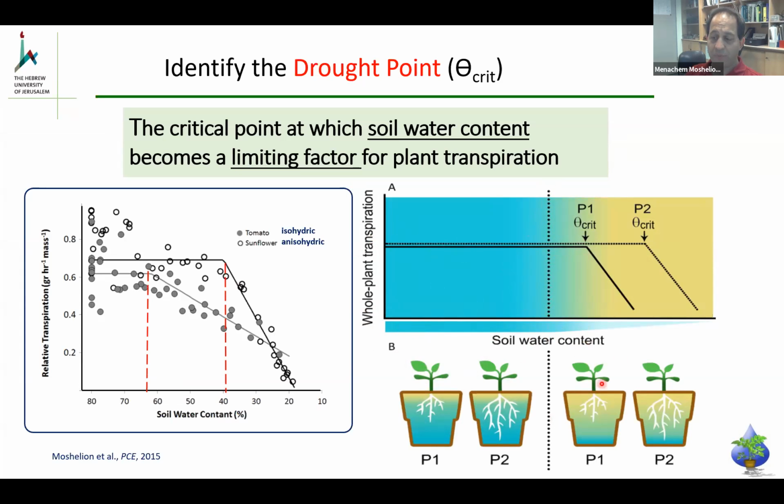So up to a certain point, both plants will transpire the same. But P1, the small root plant, will be limited faster. Although both pots have the same water level here, I will see P1 respond faster, closing stomata faster. Why? Because its root cannot reach all the water in the pot. So these two plants have the same amount of water, but P1 reaches less. So you can say that its limiting factor is its root size. While P2, although it has the same water amount in the total pot, will continue transpiring for a longer time.